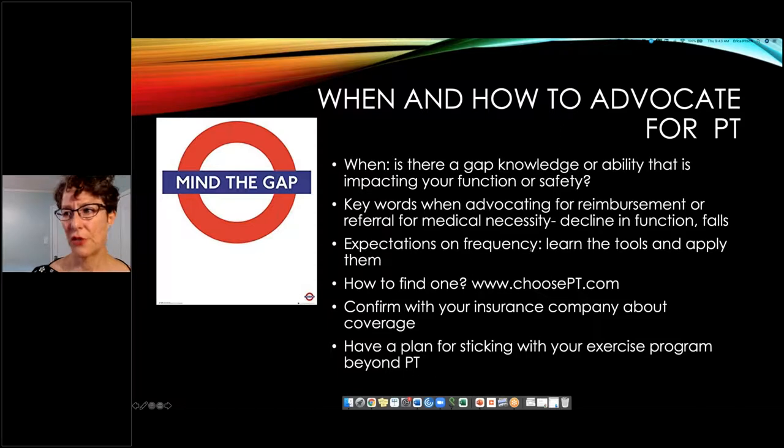Remember to expect a change in frequency. So you're not going to be able to see physical therapy three times a week forever. It's more getting those tools, how to apply them, and work with them from there so you can give the therapist feedback on how to modify that.